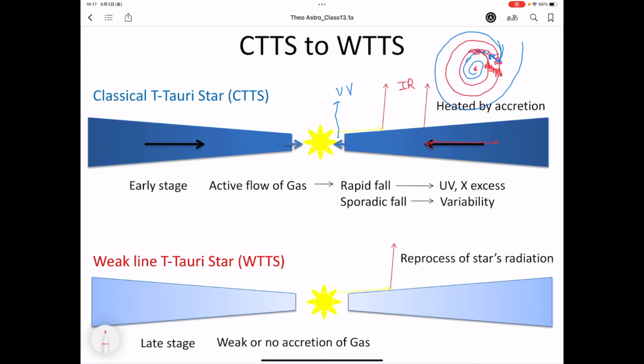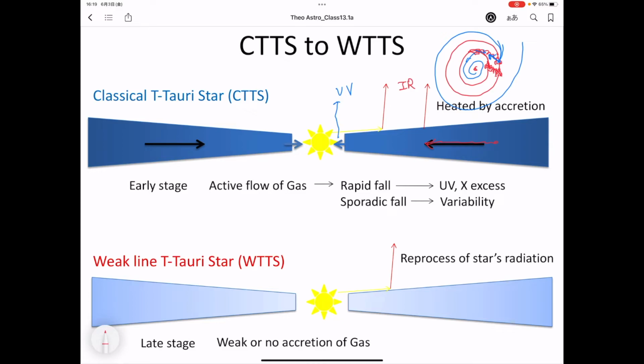protostars. So in the case of the early stage of the evolution of the disk, excess of the UV and IR becomes significant. It indicates the active accretion of a disk. But this active accretion is going to be slowing down, then transit to the weak line T-Tauri stars. In the late stage of the evolution of a disk, there is weak or no accretion of gas in a disk.